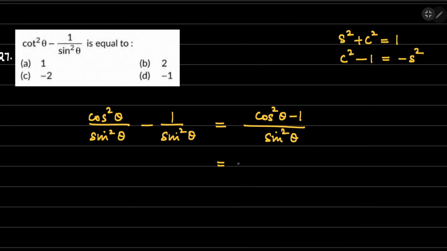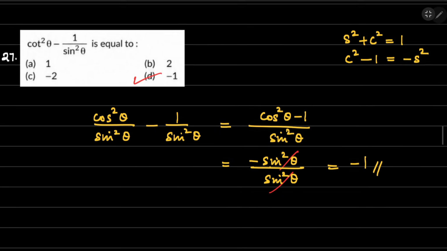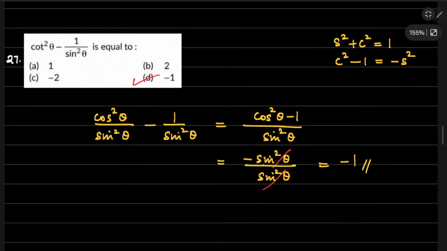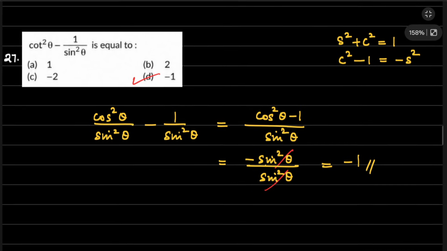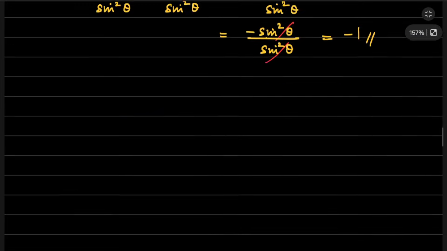So be careful about it. This is equal to minus sine square theta divided by sine square theta. This is equal to minus 1. So where is the option? Option number D is the correct answer. Let's move on to the 28th question.